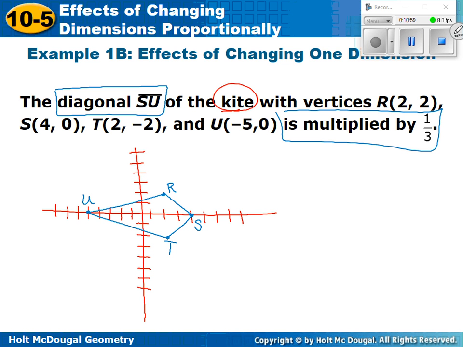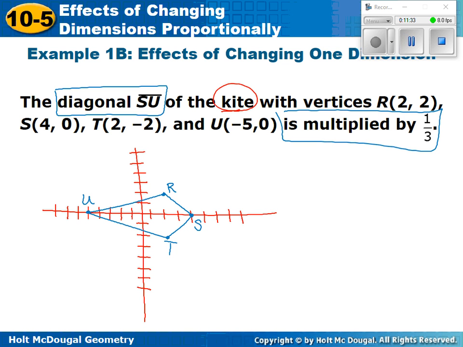Start with the formula for area of a kite. What's my formula for area of a kite? One half diagonal 1 times diagonal 2. Again, do you see how not knowing the formulas will completely sink your grade for chapter 10? You have to know your formulas. Okay, so here's our formula. This says we're doing what to what again? Okay, one of the diagonals, SU, is being multiplied by 1/3.